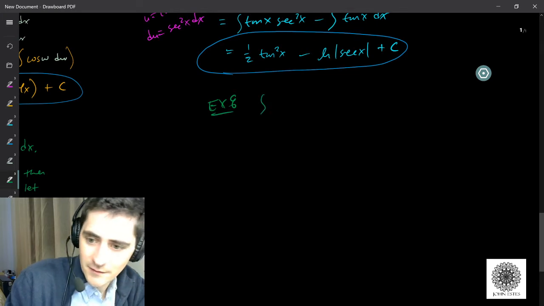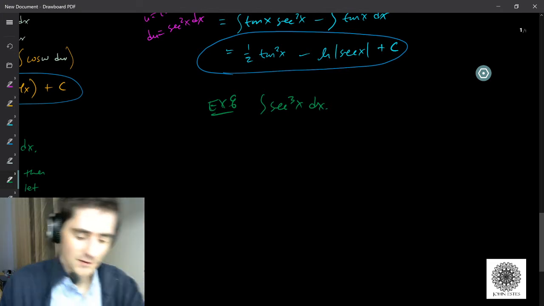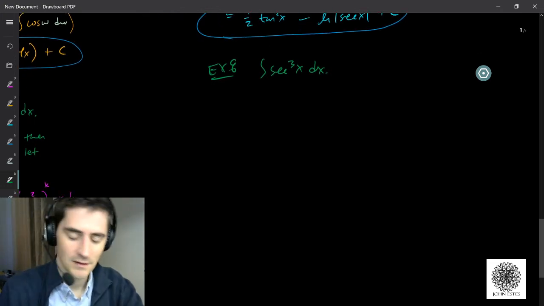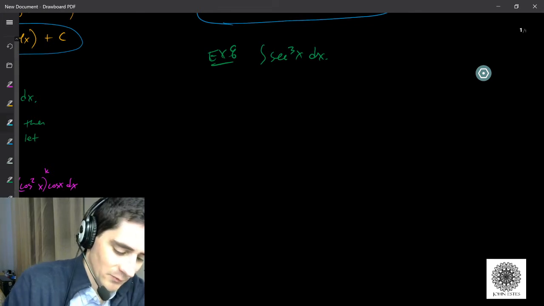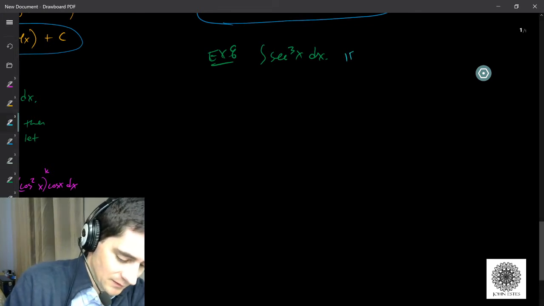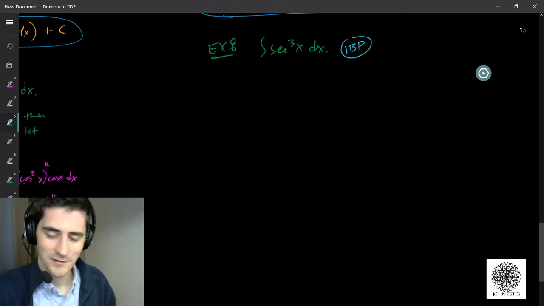This time we're going to integrate secant cubed dx. Secant cubed. So what can you do with secant cubed? We're actually going to have to implement something we learned last time, integration by parts, which makes me excited because I want to make sure that you get this.